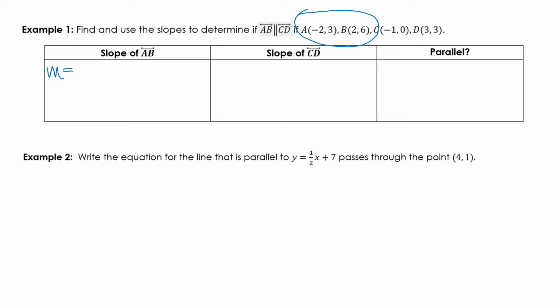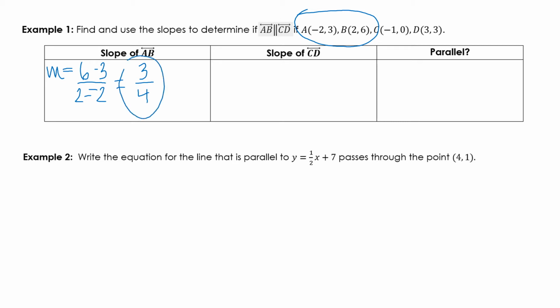So if I look at my y values, which are 3 and 6, and I decide that I'm going to do 6 minus 3, then in the denominator, I need to do 2 minus -2. So that would be 3 over 4 for that slope.